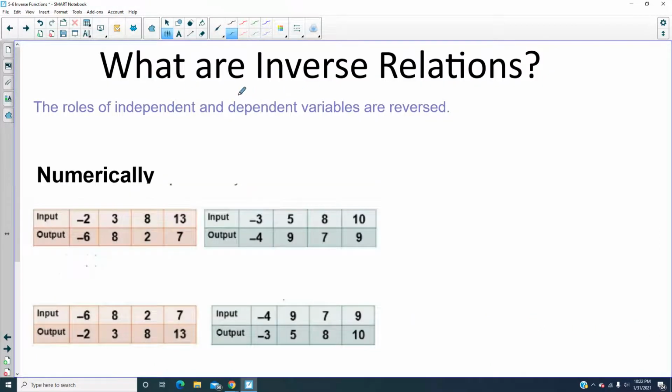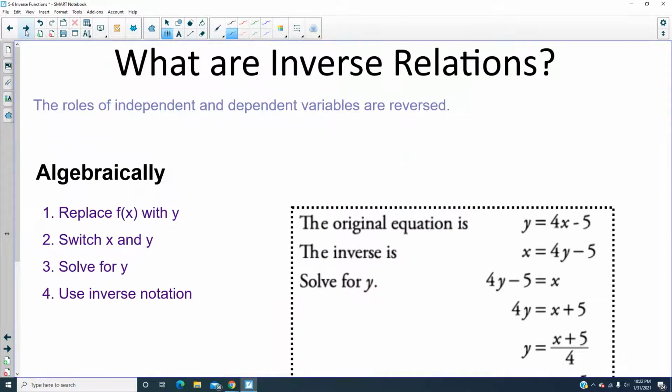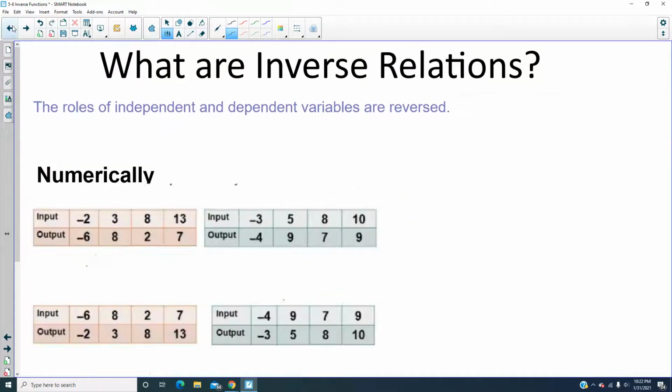Well, inverse relations, we're going to look at them a few different ways. We're going to look at them numerically, we're going to look at them graphically, then we're going to look at them algebraically, where we have to do some algebra. So let's talk about numerically first.